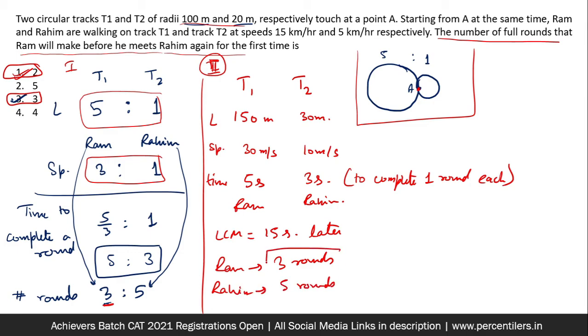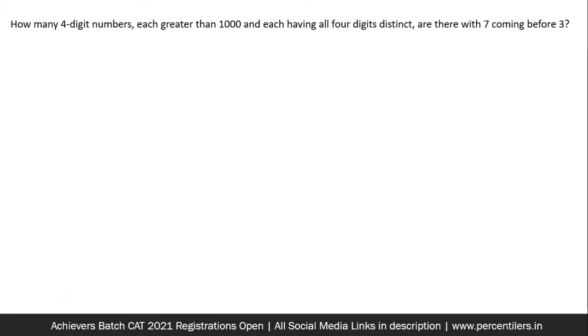So if Ram has completed 3 rounds, he also has completed 2 rounds. So 2 rounds and 3 rounds is the answer. So 2 and 3 both are the answer to the question. All right, then with this fourth question of arithmetic, this was the last question of arithmetic, but I have also considered this question because this was an orphan question in this slot. There is no other modern math question in the entire slot, so I have included this question in this video itself.